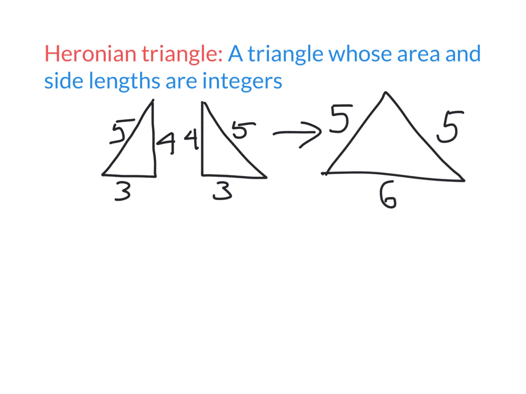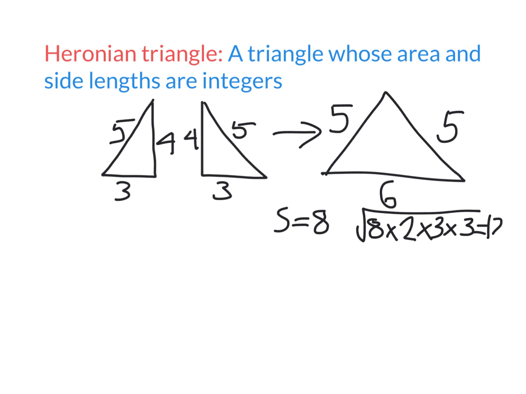So if we were to use Heron's formula to calculate the area here, s would be 5 plus 5 plus 6 over 2, which is 8. And so the area would just be the square root of 8 times (8 minus 6) times (8 minus 5) times (8 minus 5). And if you put that in your calculator, you get exactly 12. So this is a Heronian triangle. Its side lengths are integers and its area is an integer. So that's how you find or construct an isosceles Heronian triangle.